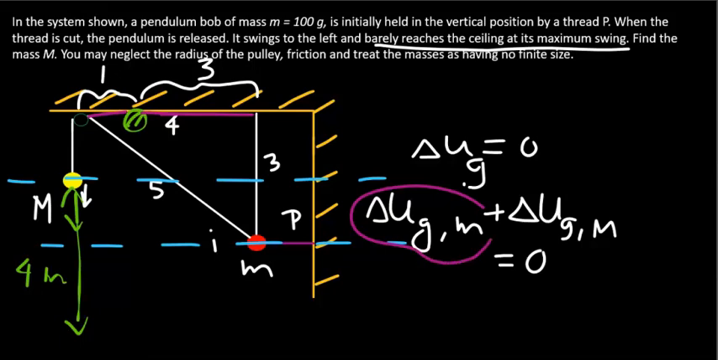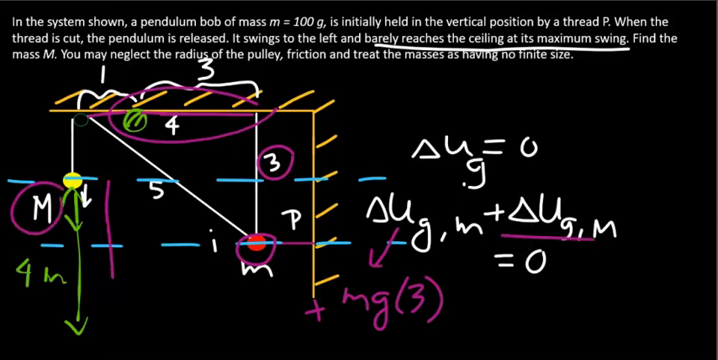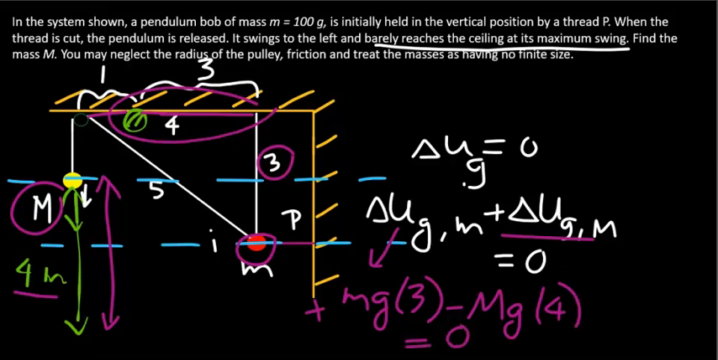So let's work this thing out first. The little m goes from here to that level. That means its vertical coordinate increases by 3 meters. So its gravitational potential energy increases by m times g times 3. Positive. So that is this. Now at the same time, for capital M, it descends by a distance of 4 meters. So the change is negative for capital M, and that is given by capital M times g times the distance of 4 meters, and they should sum up to 0.